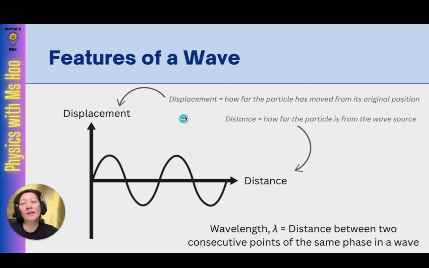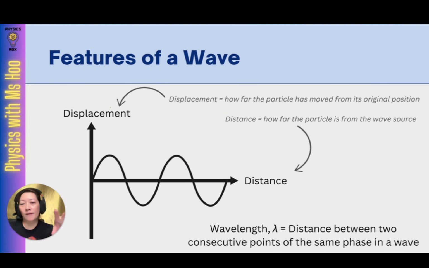Again, displacement is how far the particle has moved from its original position. Distance, on the other hand, is how far the particle is from the wave source. So if you have a spring like this, the distance is how far it is from the source. If this is the source, and we're shaking here, it's how far from this source. So you can think of the graph as a photo of the wave. For example, if you're shaking this spring and you take a picture, snap, you're seeing the displacement up and down and distance from the source.